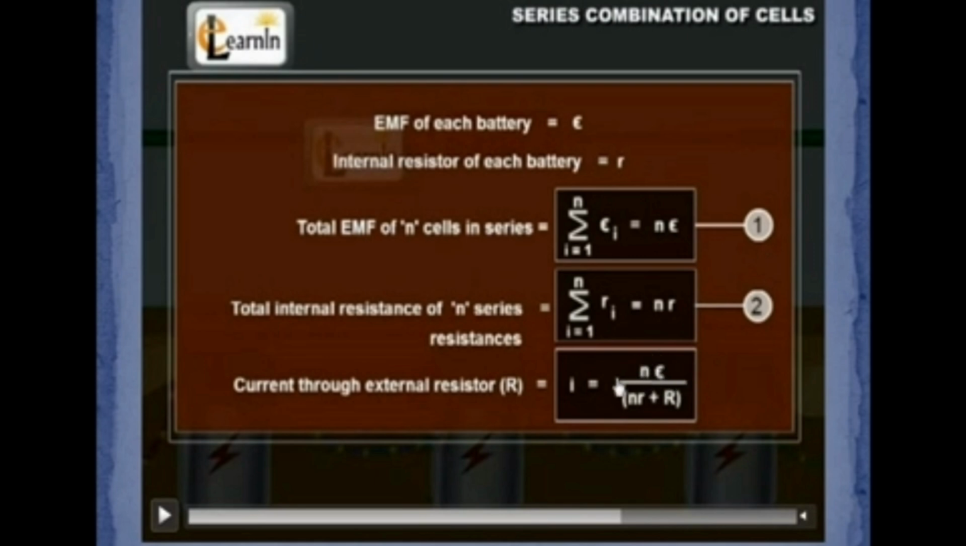N psi is the total potential. Then R is the resistance. Here NR is the internal resistance of all the cells plus the connected external resistance, that is R. These resistances are connected in series. That's why we add the two resistance values, NR plus R. According to Ohm's law, I equal to V by R.